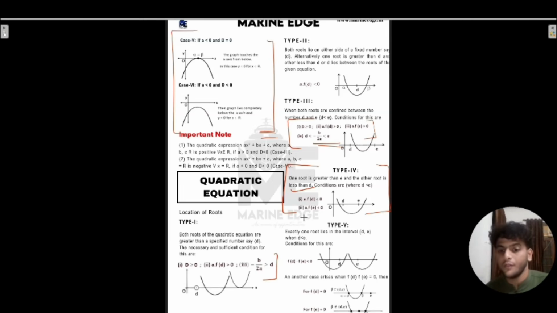Type 5: exactly one root lies in the interval (d, e), when d is lesser than e. The condition for this is f(d)·f(e) is lesser than 0. Another case arises when f(d)·f(e) is equal to 0. Then f(d) is equal to 0, this should be the case, and for f(e), this case is not actually very likely.